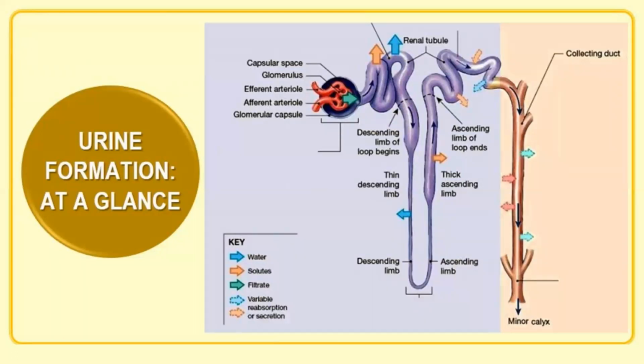Here again, the urine formation is shown. We can see over here that in the glomerulus, the filtrate is formed. That filtrate moves to the PCT where solutes and water are reabsorbed. Then the filtrate passes to the descending limb where water is reabsorbed. It passes to the ascending limb where variable reabsorption of ion solutes will take place because this is impermeable to water. Finally, it moves to the collecting duct.